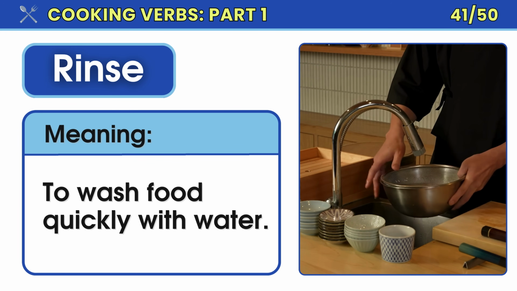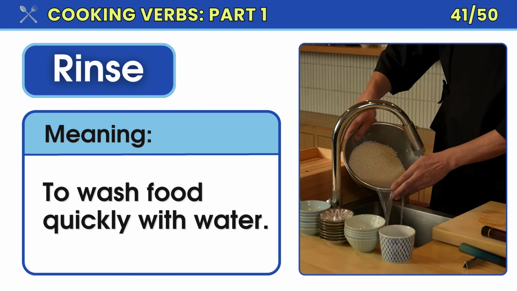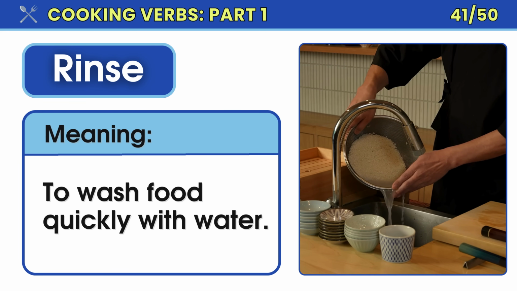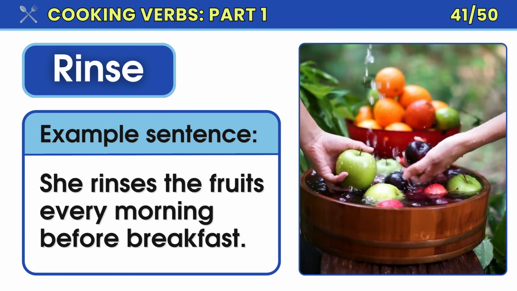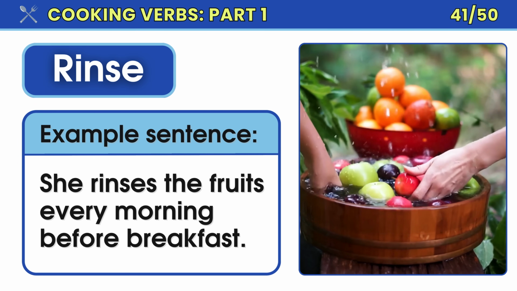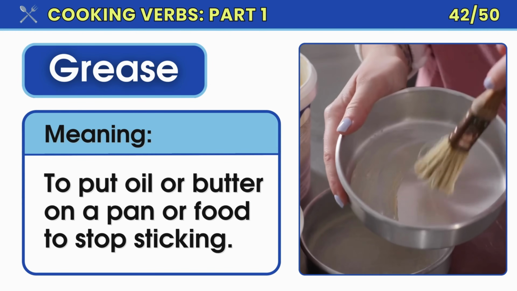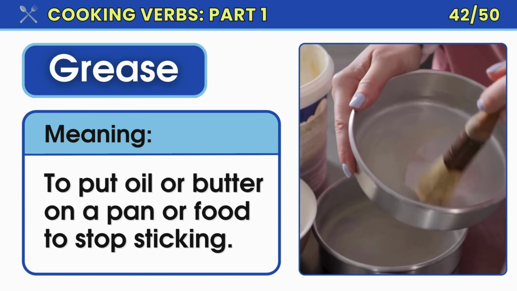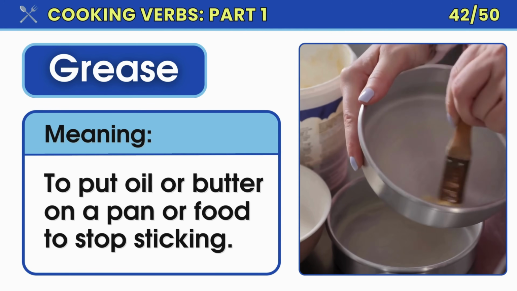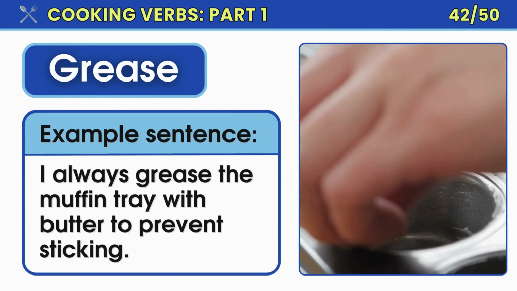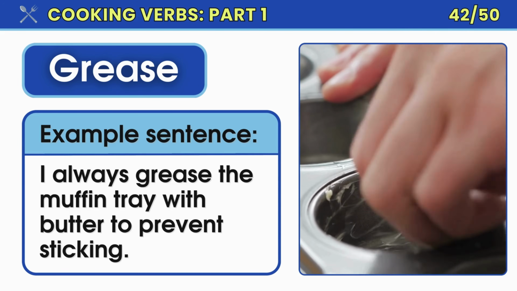To rinse means to wash food quickly with water. For example, she rinses the fruits every morning before breakfast. To grease means to put oil or butter on a pan or food to stop sticking. For example, I always grease the muffin tray with butter to prevent sticking.